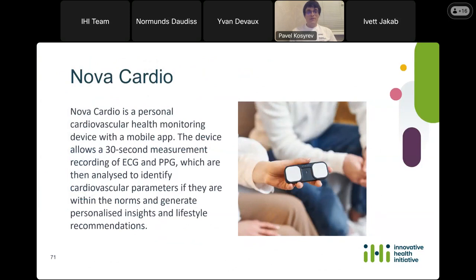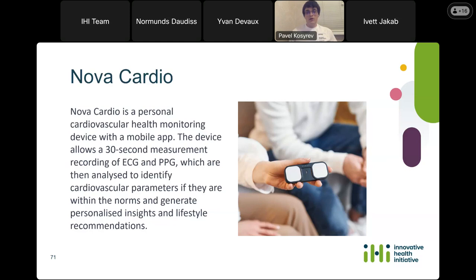So we have fully developed and are manufacturing this device. It is a small portable device which allows you to take a 30-second measurement or a recording of ECG and PPG. It can be done anywhere, as long as you can sit down and rest at a table. The device is very protected in terms of dust and water resistance. It charges wirelessly, so basically just put it in a pocket and you can go. The recordings are analyzed using data science algorithms and AI algorithms.